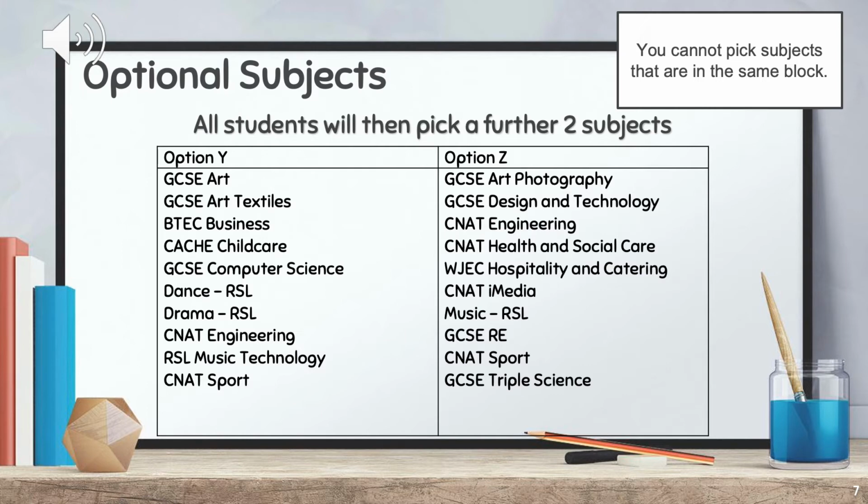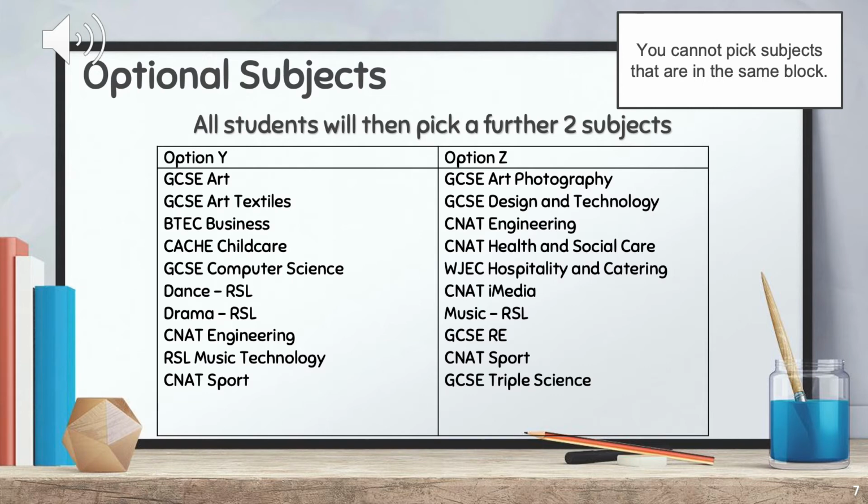From option Z, students can pick one subject from the following list: art photography, design and technology, engineering, health and social care, hospitality and catering, iMedia, music, GCSE RE, sport or triple science.